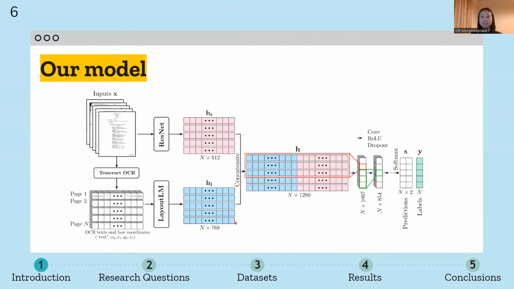Then the two arrays representing the visual and the textual embeddings are concatenated and fed into a series of one-dimensional convolutional layers. The convolution operation is done along the series of pages, so this allows the model to learn the similarities and differences of a page in comparison with the adjacent pages. For each page, the final output is either 1, which indicates that the page is a breaking point, or 0, which indicates that the page is not a breaking point.